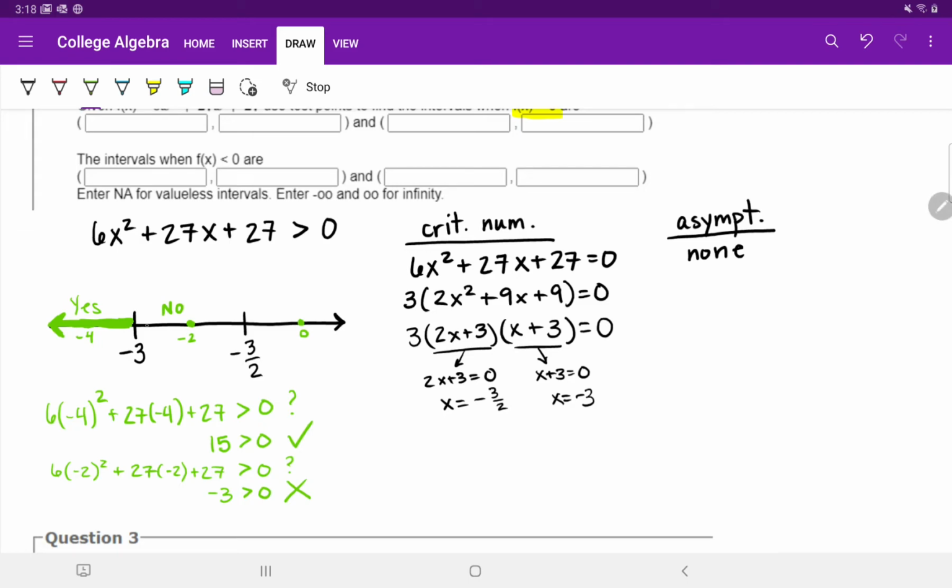If we had picked any point in this interval, they would all end up being negative numbers. So none of those points are going to be in our solution set. One more point to test.